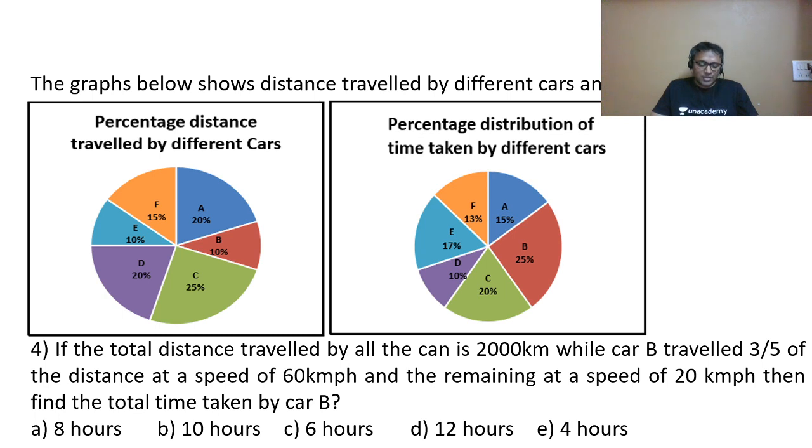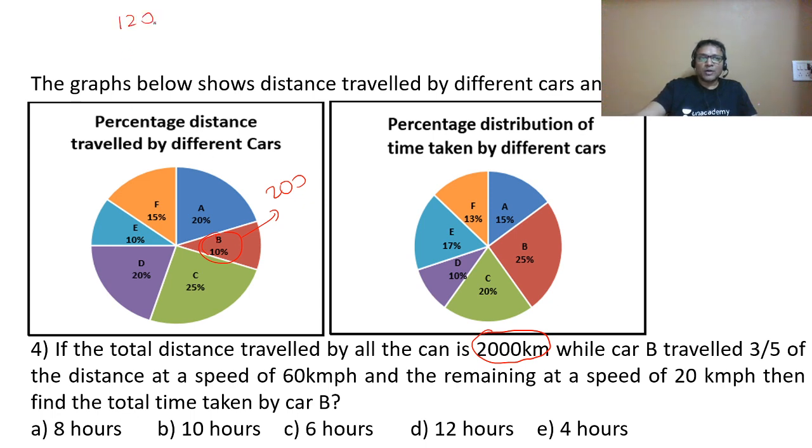So here you'll use the data. So it's 2000 kilometers complete. Car B traveled 3/5 of the distance. So what is car B? Car B has traveled 10% distance. So this becomes 200 kilometers. So 3/5 of 200 is 120 kilometers.